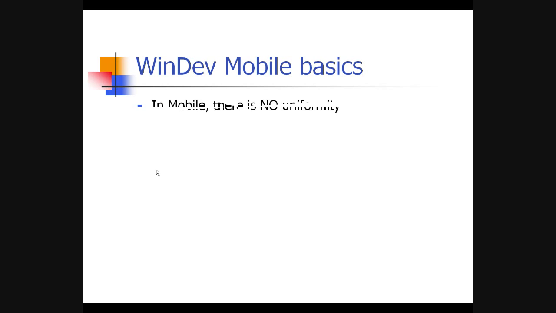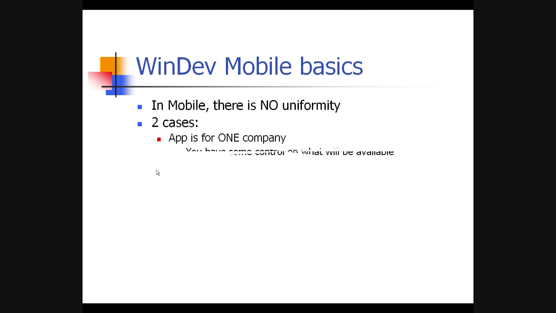In WinDev Mobile, the problem is that there is no uniformity. You will not be able to use an at-least scenario. Basically, again, like in WebDev, you have two cases. Either you are creating an application for one specific company or group of users that you know and you can manage, and in that case you will have some control on what will be available. That's the only time when you will have this at-least scenario. Or you're creating an application for the general public, for everybody, and you have to accommodate all cases, and these cases are much more different and hard to accommodate than it is in WinDev.